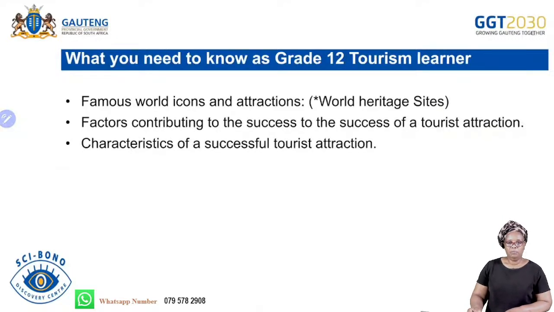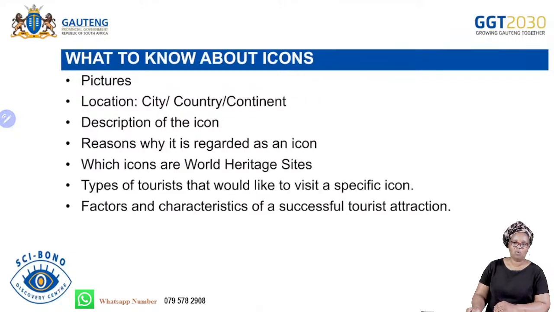What you need to know as a grade 12 learner when we are doing this topic, you need to know the famous world icons and the attractions. You need to know them, practice them. At the end of the lesson, you need also to know the factors contributing to the success of a tourist attraction. You need to know that, and you need to know the characteristics of the successful tourist attractions. So these are the things that you'll be able to know when you finish here. Let's look at the icons.